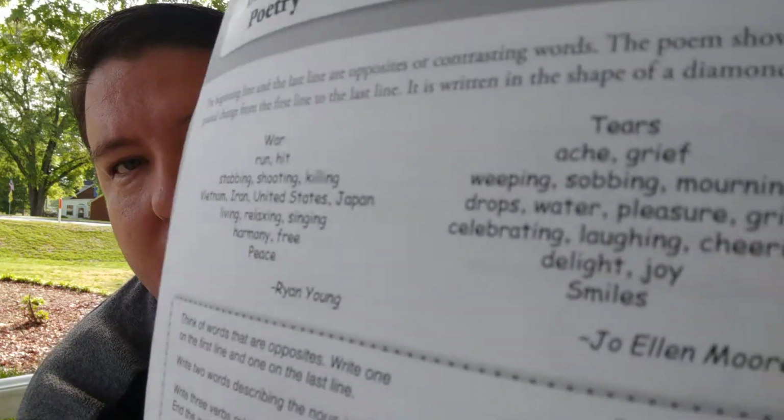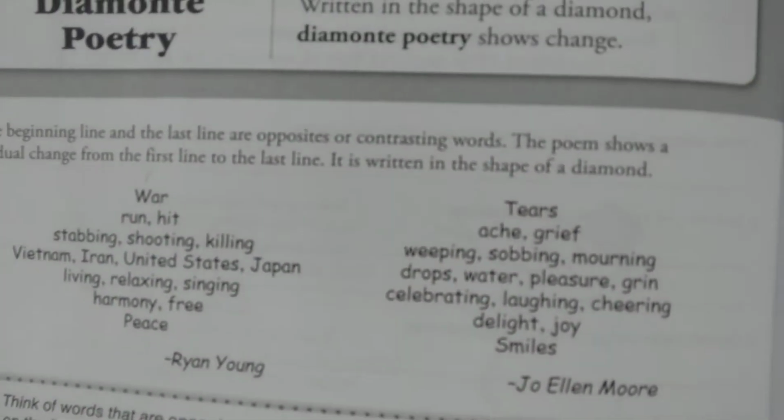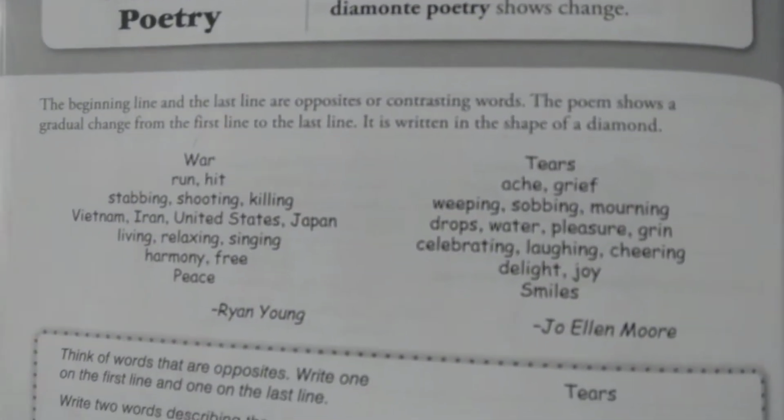Here is another example of one that's tears. Okay, and you can see the diamond shape that's there as well. So tears says ache, grief, weeping, sobbing, mourning, drops, water, pleasure. This is the point where we switch from tears to smiles. So pleasure, grin, celebrating, laughing, cheering, delight, joy. And then finally you get to smiles. And so you might create a Diamonte poem that has that diamond.